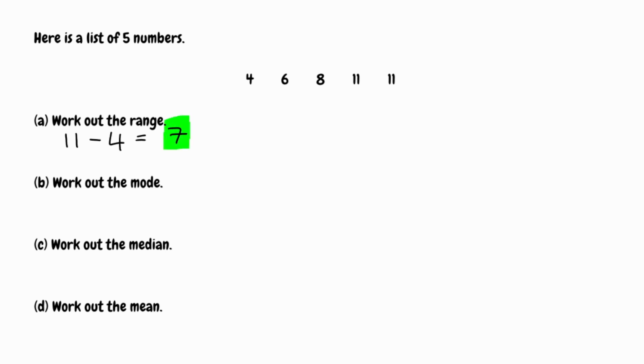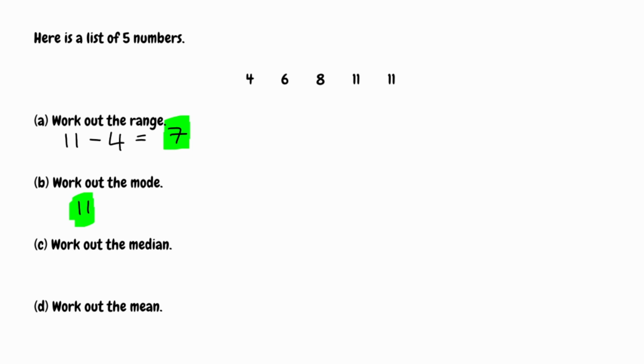Now for part B, we're asked to work out the mode. So the mode is the number that occurs the most, which in this question we can see is 11, as 11 appears twice and the other numbers only appear once.